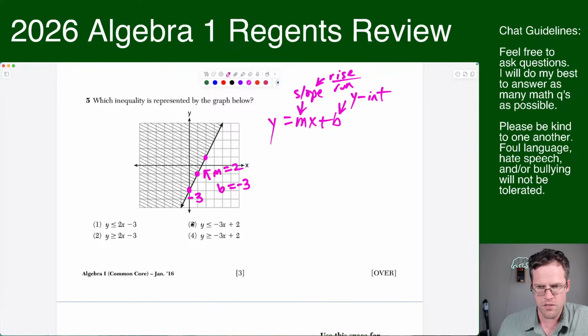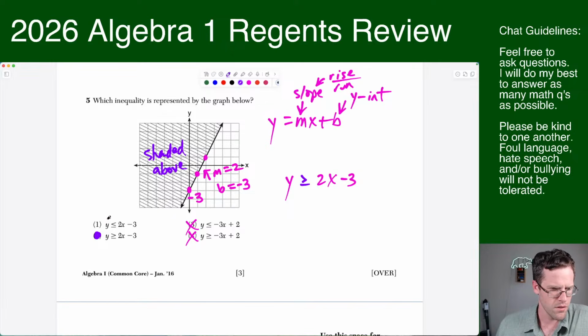So 2x minus 3 is already our top option. So it's y something and then 2x minus 3. But notice it's a solid line, so it's definitely going to have an equal to. And this is shaded above, so it'd be y greater than or equal to. Choice 2. Awesome. So that's that one. 5 should be choice 2.